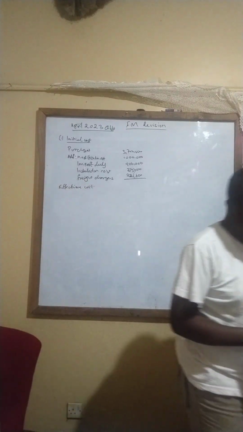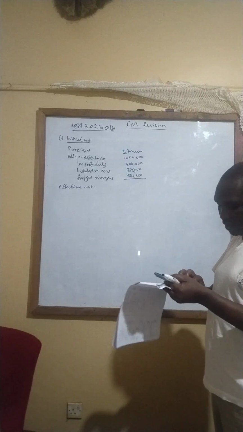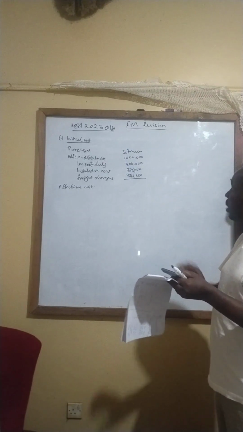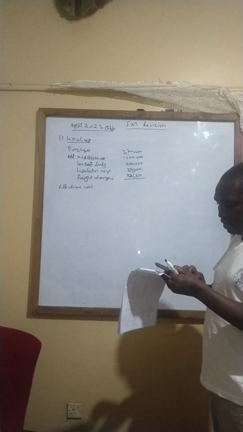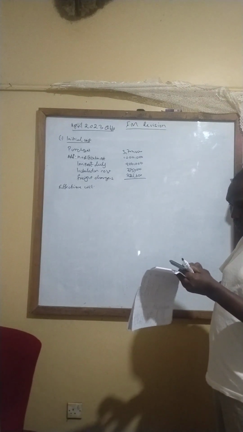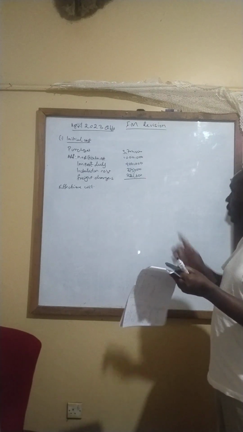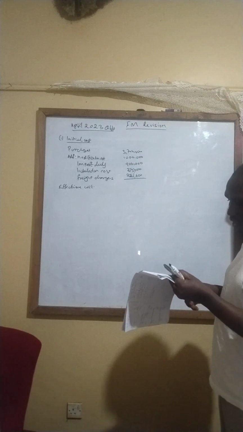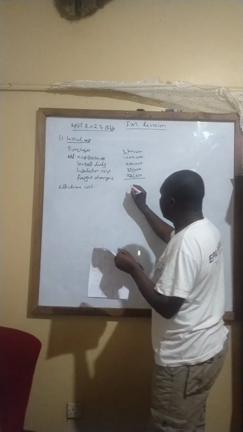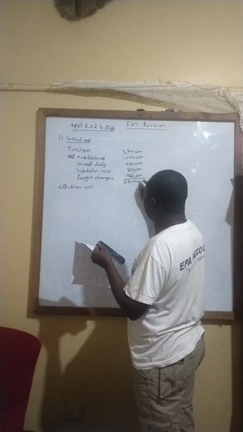So how much is that figure? So you add 3,700,000 plus 1 million plus 900,000 plus 375,000 plus 225,000. So your figure is 6,200,000.